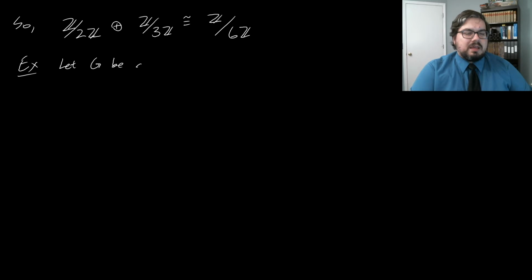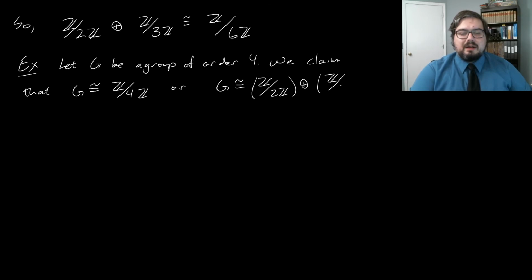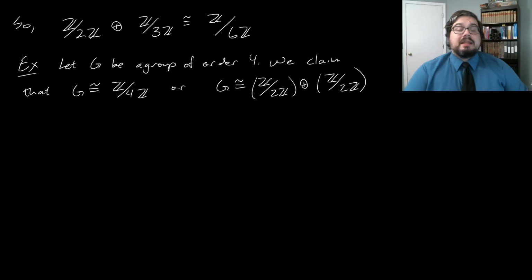Let G be a group of order 4. We claim that there are two possibilities, that G is either isomorphic to Z mod 4Z, or G is isomorphic to the direct sum Z mod 2Z with Z mod 2Z. And in particular, our example will show that these two groups are not isomorphic to one another.